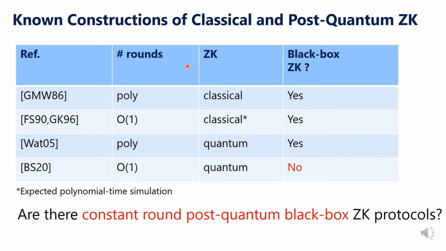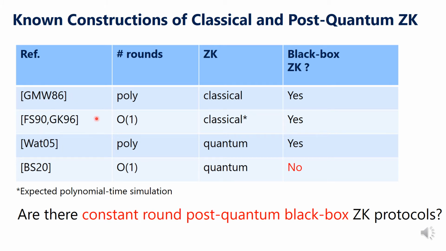Here I review what is known about classical and post-quantum zero knowledge protocols. The first zero knowledge proof for NP was given by Goldreich, Micali, and Wigderson in 1986. In their protocol, polynomially many rounds are needed for achieving negligible soundness error. After that, there have been many works focusing on reducing the round complexity, and constant round protocols are known in the 90s.